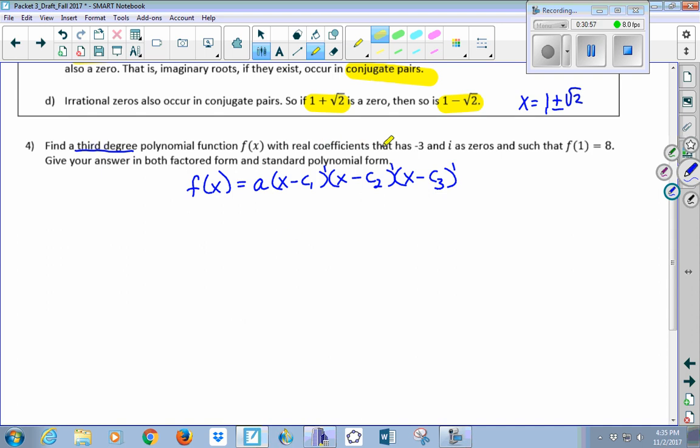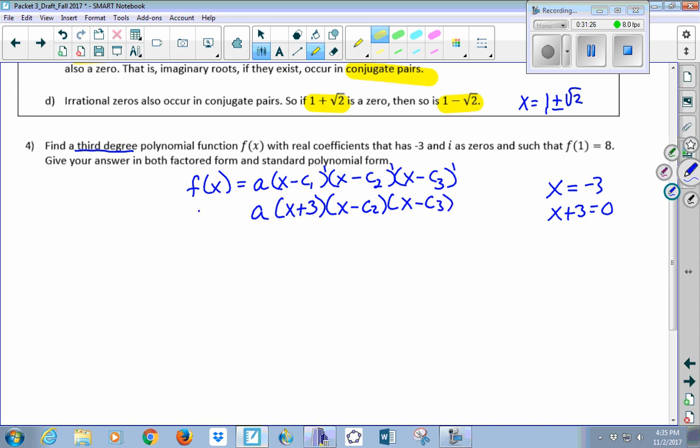Then I look at the next bit of information that has -3 as a 0. Well, if -3 is a 0, if I add 3 to both sides, see, when x is -3, then x plus 3 was the factor. So now I can do this. If -3 was a 0, then x plus 3 was the factor.